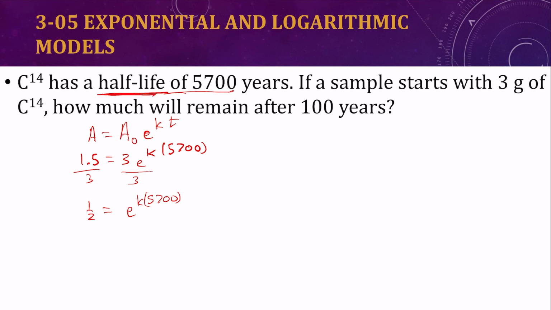And then this is an exponential function. So we get rid of the e by taking the natural log of both sides. Solve exponential equations with a logarithm. Divide by the 5,700. So by the way, the K is always the natural log of a half divided by the half-life. So our K is approximately negative 1.216 times 10 to the negative 4.